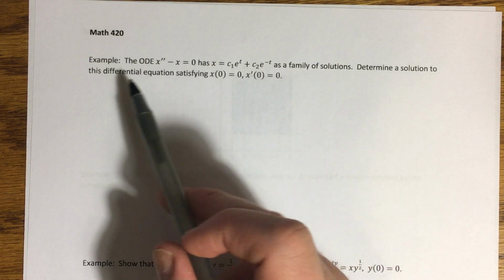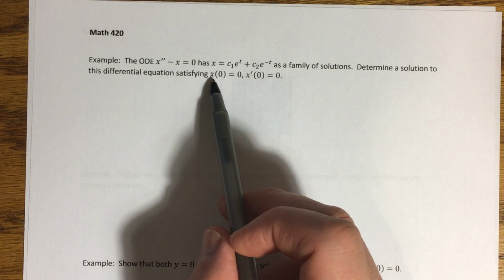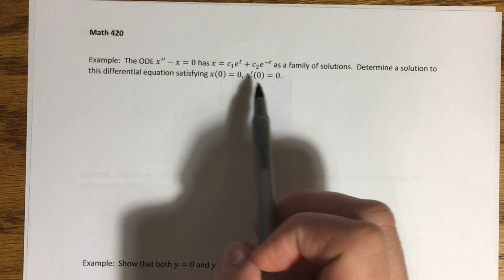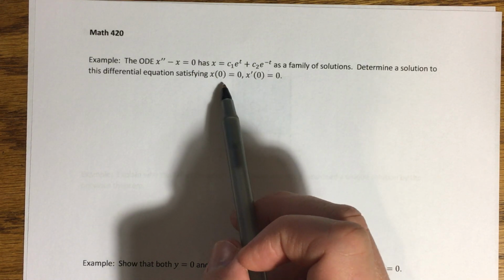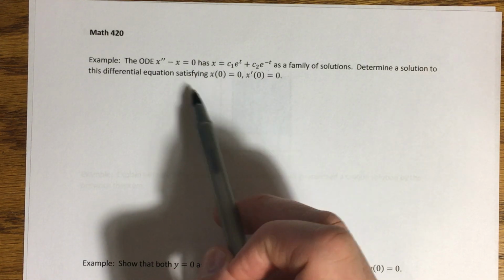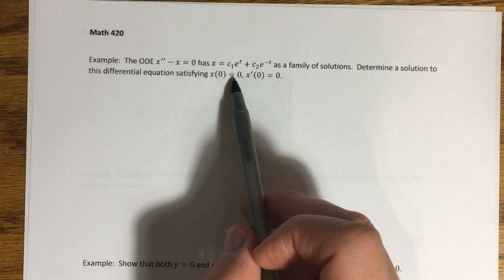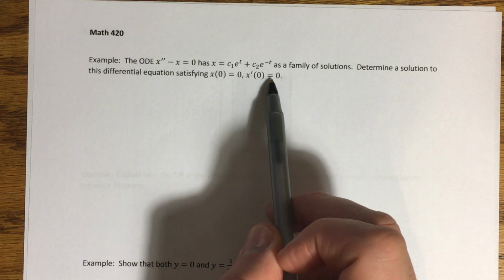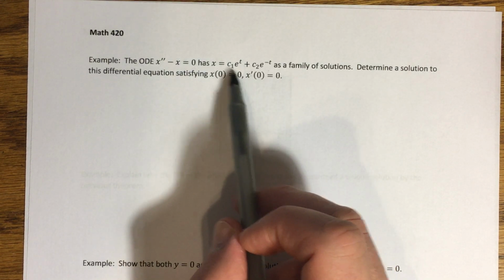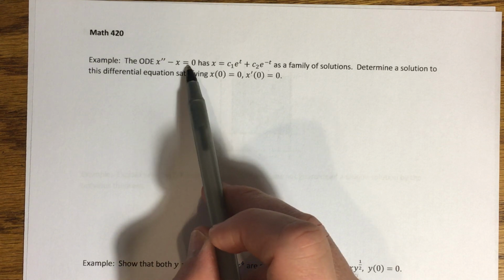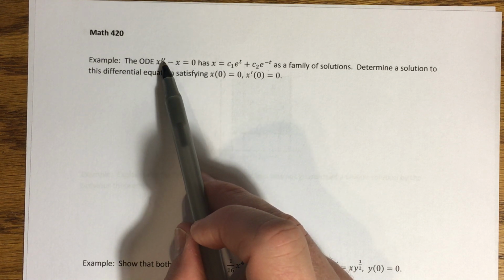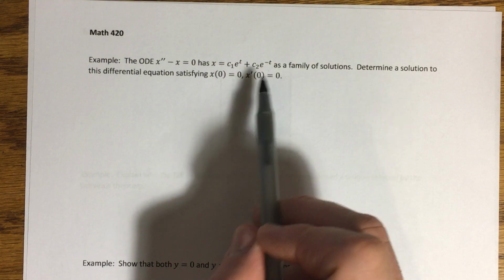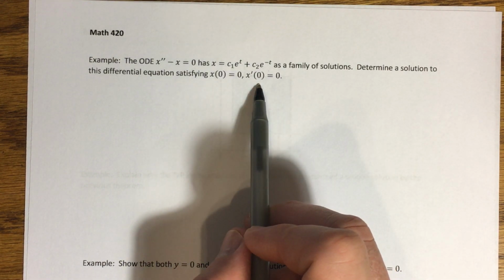We're also asked to determine a solution to this differential equation satisfying x of 0 equals 0, x prime of 0 equals 0. Notice with the initial conditions this time, we're not just given a point on the curve like we were in the previous section. We're given two pieces of information. x of 0 equals 0, x prime of 0 equals 0. So again, associating that with the order of our differential equation here, a second order differential equation should have two data points, if we want to call them that, two initial conditions.